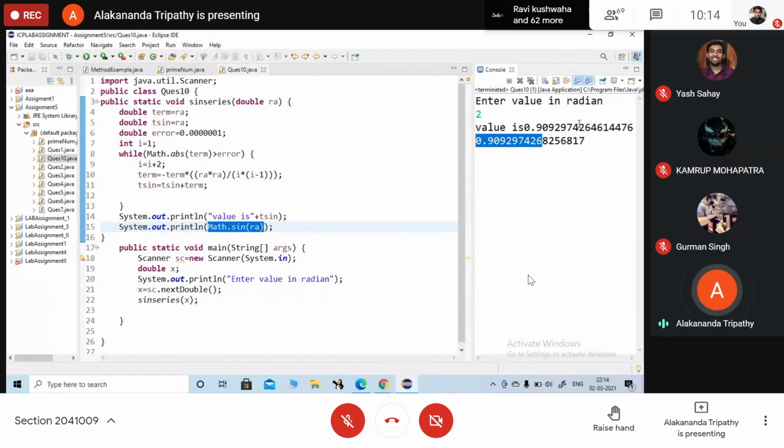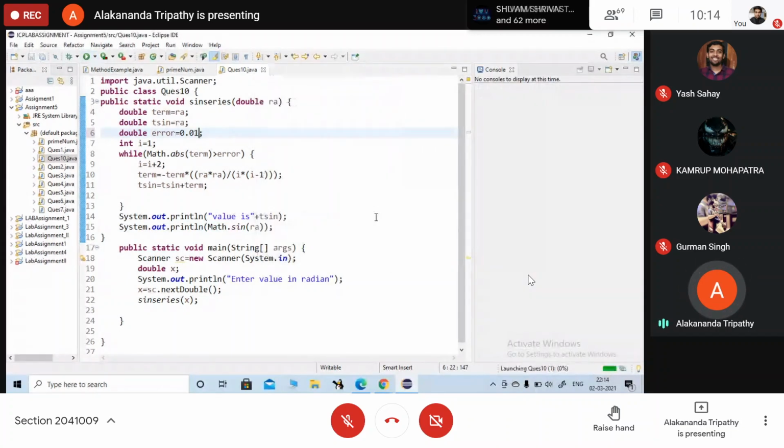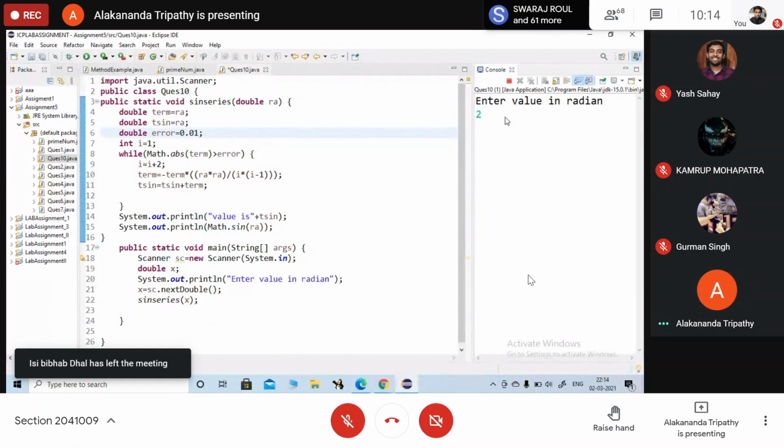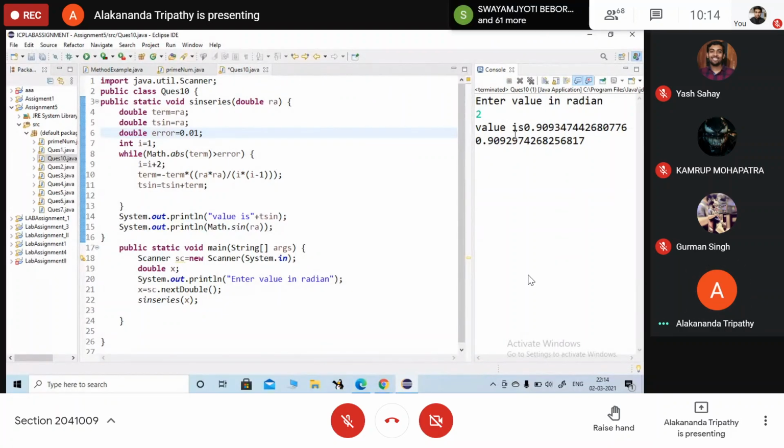Okay. Now suppose I reduce the error value to 0.1, then also you will find the result, but check the accuracy. Here I will enter 2. See. Do you find the difference in accuracy? Up to which place are you getting the same value?